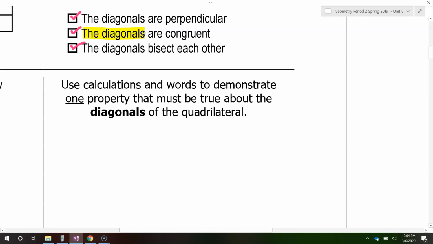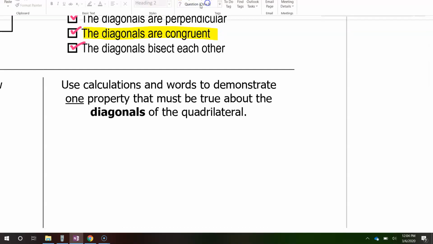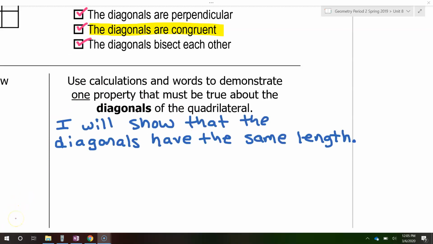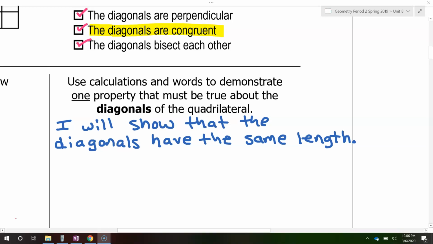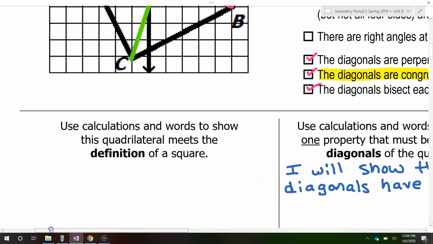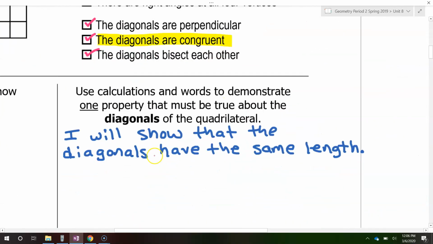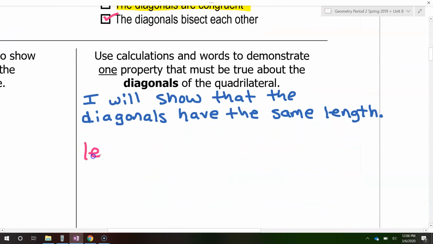Now let's prove that the diagonals are congruent. So my introduction is going to be, I will show that the diagonals have the same length. Boom, that's my introduction. Now here comes the main body where I'm going to do exactly what I just said I was going to do. These are the diagonals. Let's start with the diagonal DB. So let's find the length of segment DB.